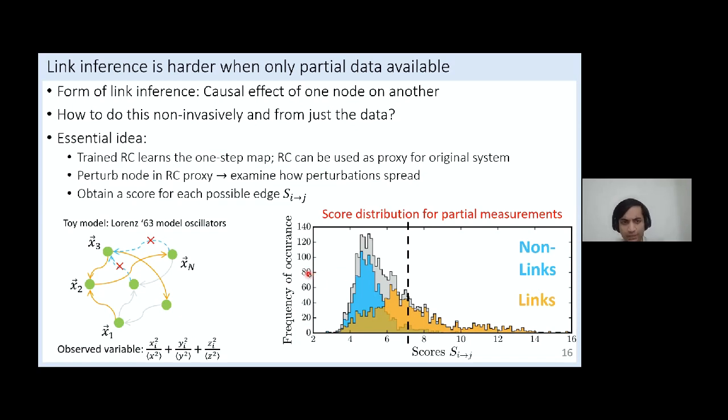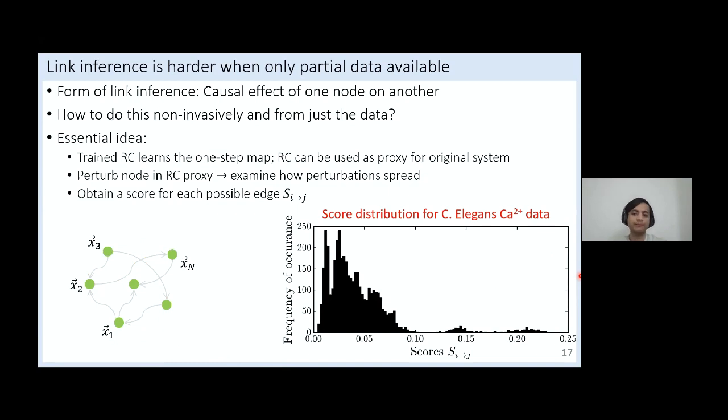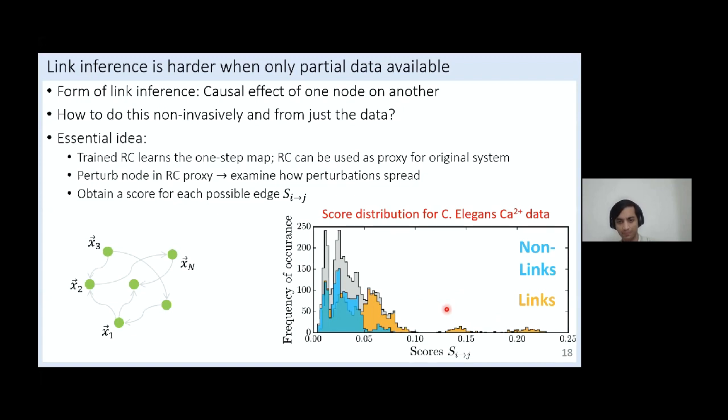And I should say, I've been doing all this with just the Lorenz model and this toy version of a Lorenz model, but really this is what happens with C. elegans as well. So if you actually take the data that I had showed you earlier, you feed it into the reservoir, and then you train the one-step map, and you do these perturbations, and you obtain scores. You obtain a distribution that looks like this, where you can see, hey, maybe there are some gaps, but really, if you knew what were links and what were non-links, you'd see that there are a lot of links that are really in this cluster over here. And so once again, the real question is, how do you meaningfully choose a threshold, right?